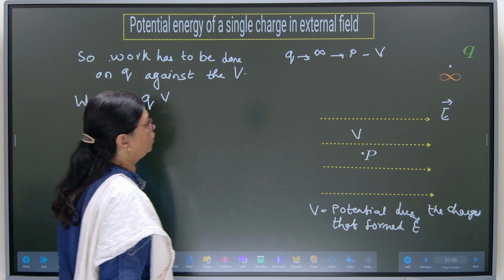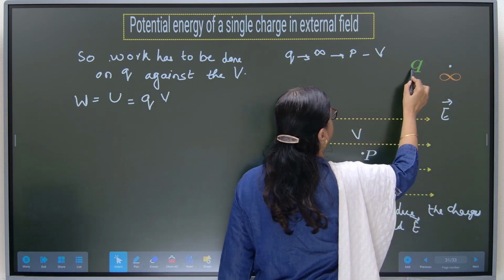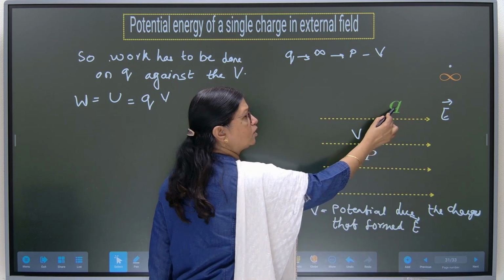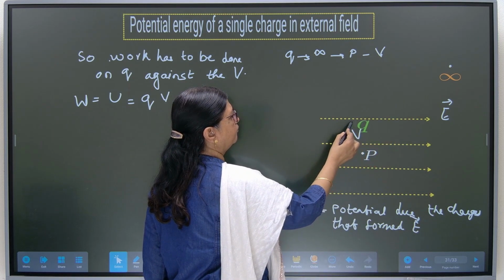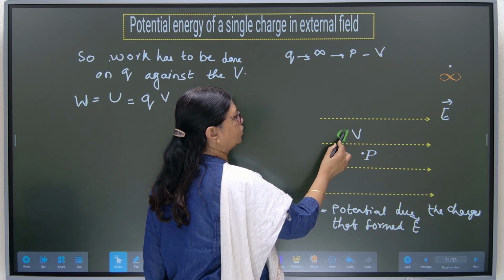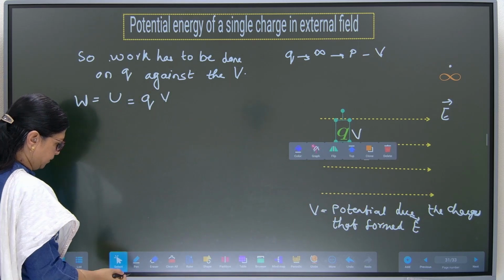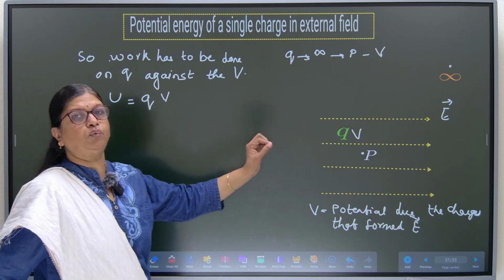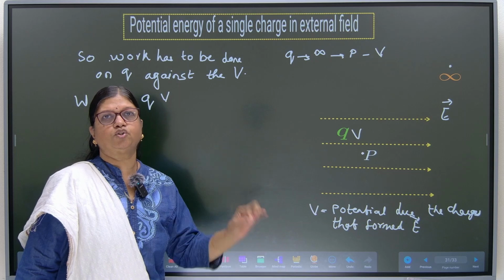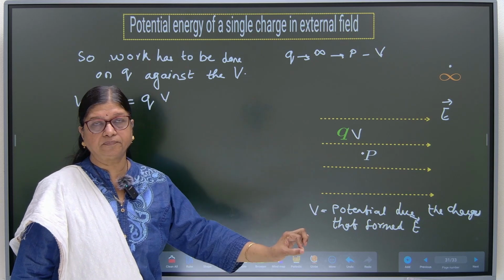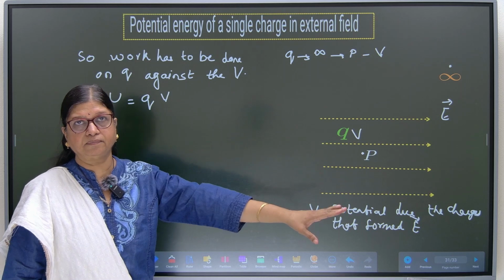So what am I going to do? I am going to lift this charge from here, do a work on it, bring it to the point P. How much work I am doing? QV, which is written here. Okay, so QV is the work to be done on the charge Q to bring it to a point P in the presence of external electric field E.